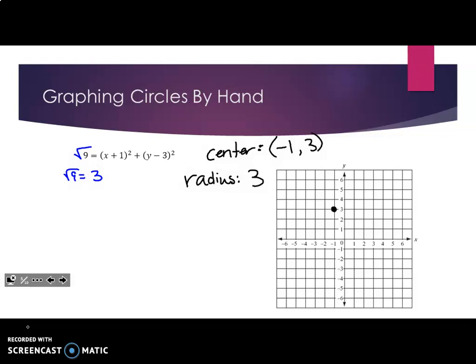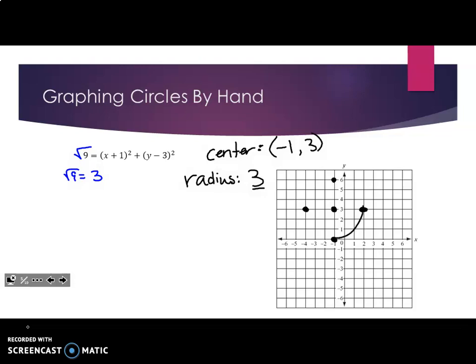So I'm going to plot my center. And after you plot your center, you need to plot 4 additional points. I'm going to plot a point to the right of my center. How far does it need to go? 3. So I'm going to go 1, 2, 3, and put a point 3 away from my center. I'm going to put a point 3 down from my center, a point 3 to the left, and a point 3 up from my center. Once I get all of those points down, I'm ready to draw my circle.